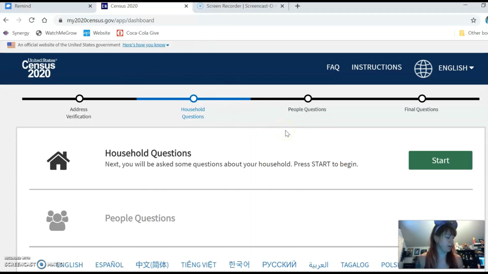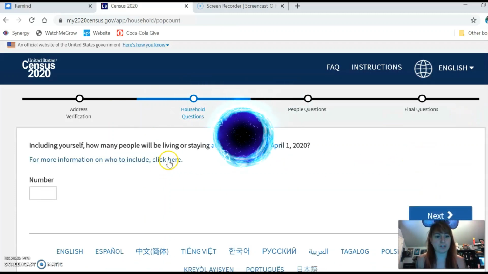There's a little code here, which you get on this sheet of paper. There's a code that I'm covering up, and then you type that in, and it's for your whole household. So it's not each individual person, it's per household. So it asks that I verify my address, which you can't see. But so it goes through household questions. So including yourself, how many people? Oh no, you can see my address.